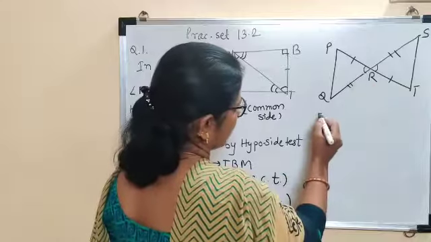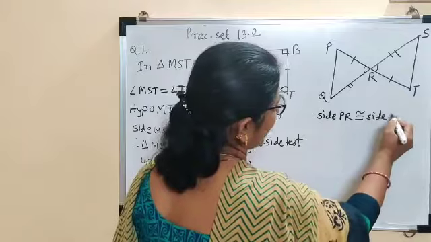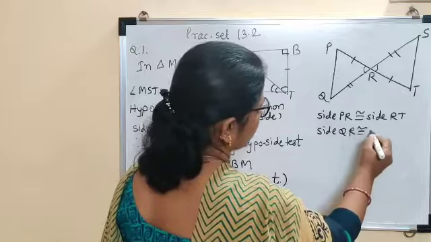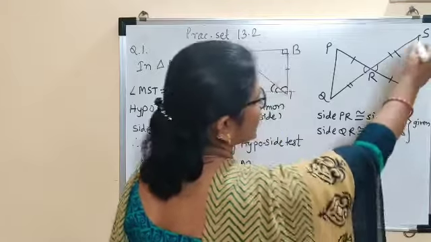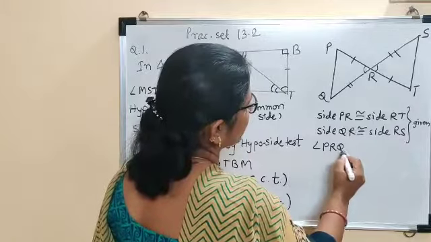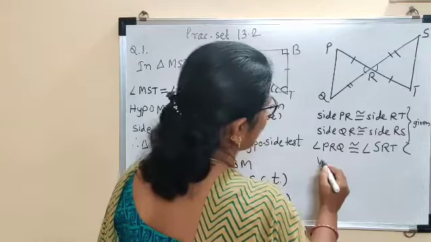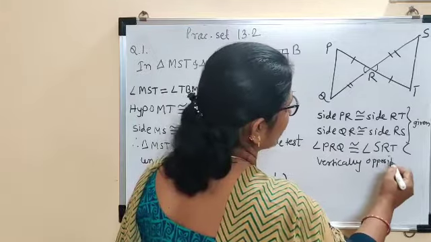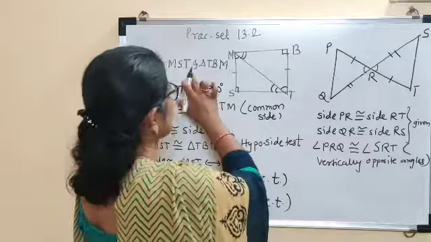This is given: side PR congruent to side RT. And second, which side is given? Side QR congruent to side RS. Already given. And now these two angles: angle PRQ congruent to angle SRT, vertically opposite angles. We already know the property that vertically opposite angles are congruent. One more is left.